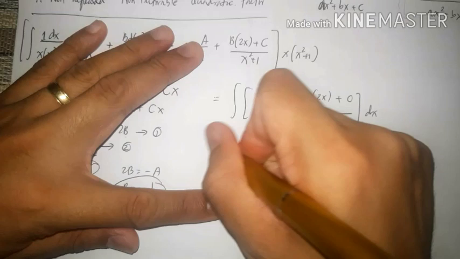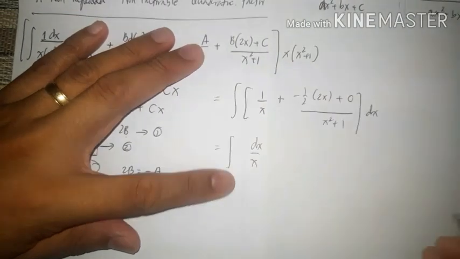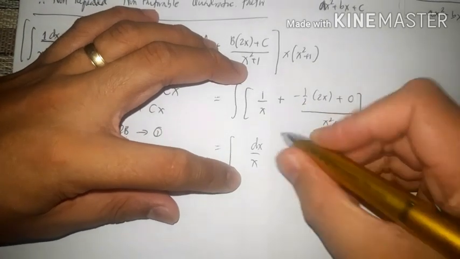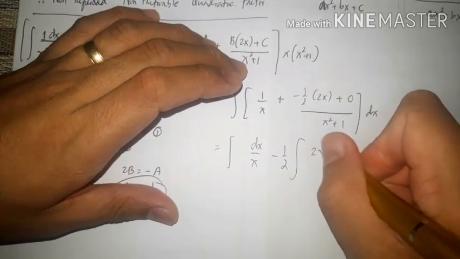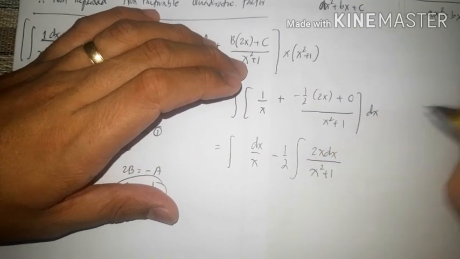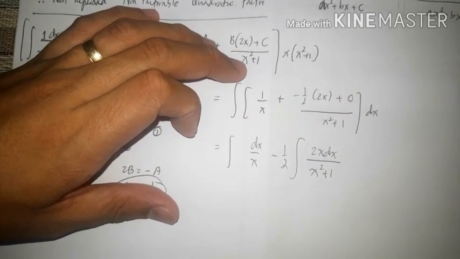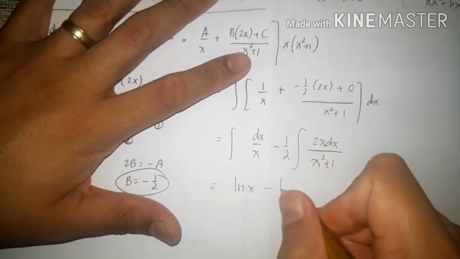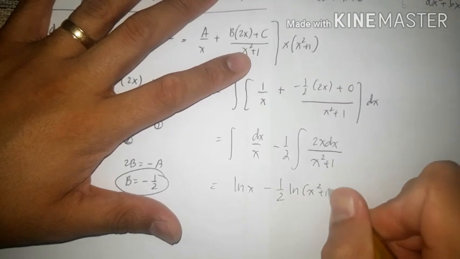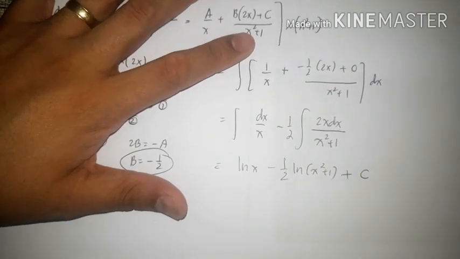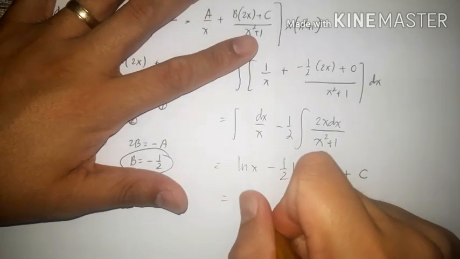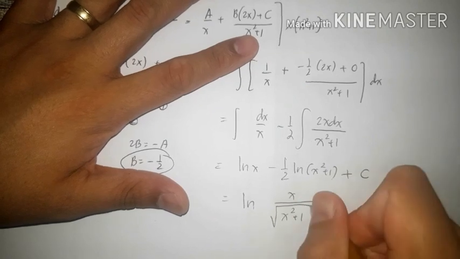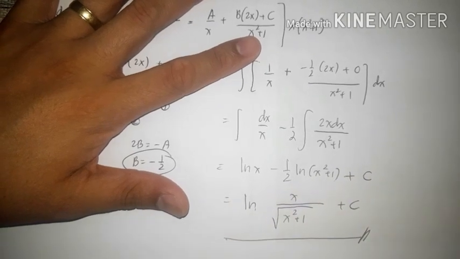So this therefore is equivalent to dx over x. Simplifying, you have 1 over x times dx is dx over x. You have negative 1 half, so minus 1 half integral of 2x dx over x squared plus 1. And then you have 0 over x squared plus 1. So this is ready for ln. And that's ln of x minus 1 half ln of x squared plus 1 plus c. Or you can simplify that further by using laws on logarithms plus c. So that therefore is our answer.